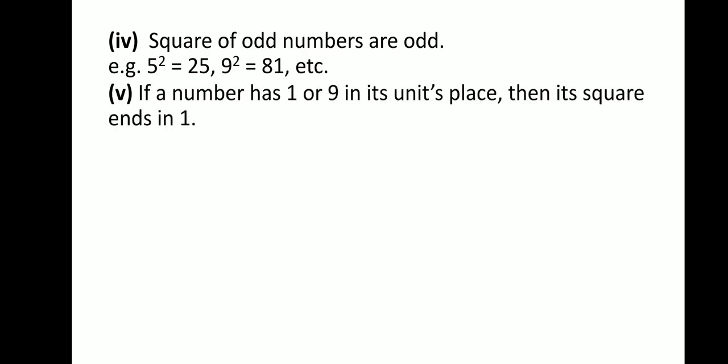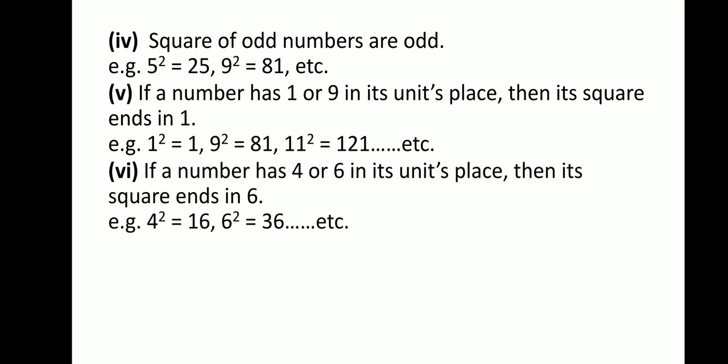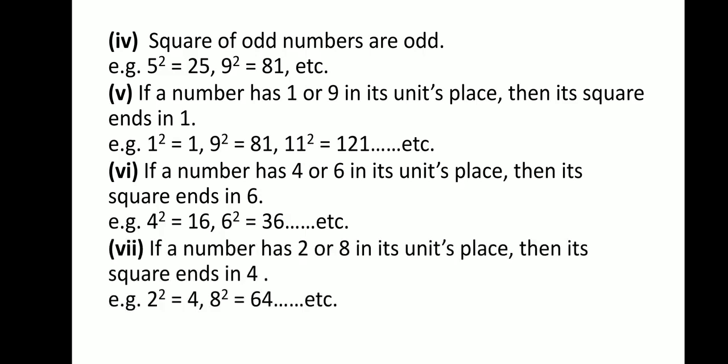Coming to the fifth property, if a number has 1 or 9 in its units place, then its square ends in 1. For example, 1 square is equal to 1, 9 square is equal to 81, 11 square is equal to 121, etc. Coming to next property, if a number has 4 or 6 in its units place, then its square ends in 6. For example, 4 square is equal to 16, 6 square is equal to 36. If a number has 2 or 8 in its units place, then its square ends in 4. For example, 2 square is equal to 4, 8 square is equal to 64, etc.